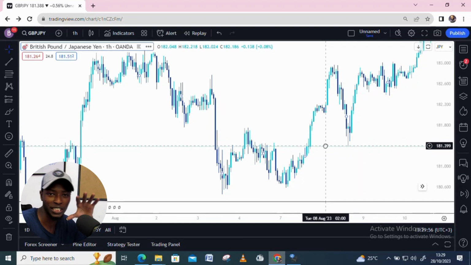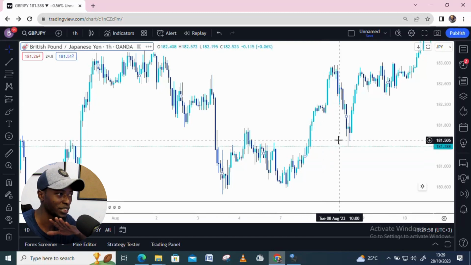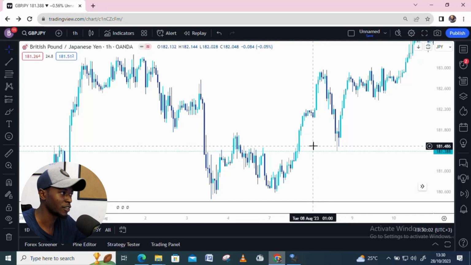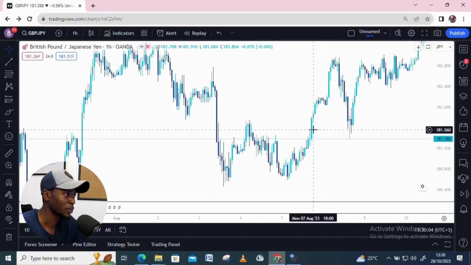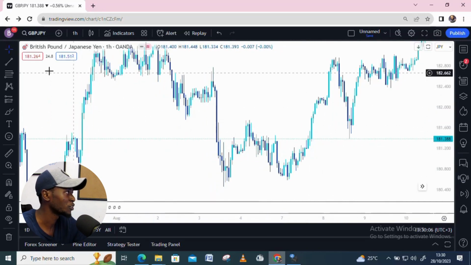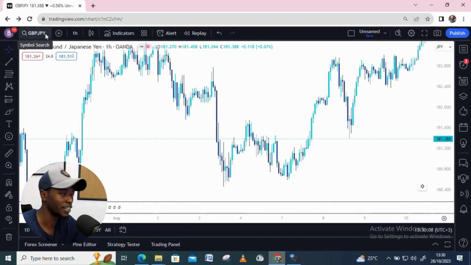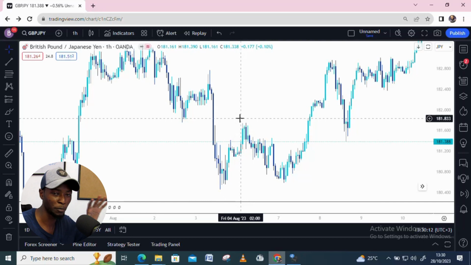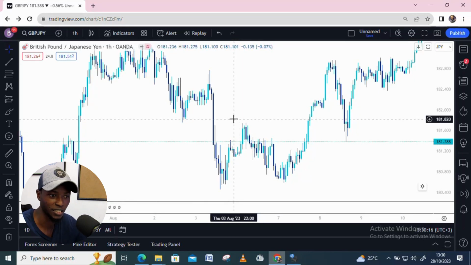So support and resistance. What is support and resistance? On the charts, you can see this is the chart of the GBP/JPY, pound yen. So first, identifying support and resistance. How do you identify support and resistance?